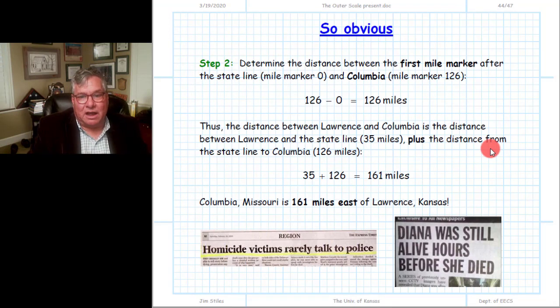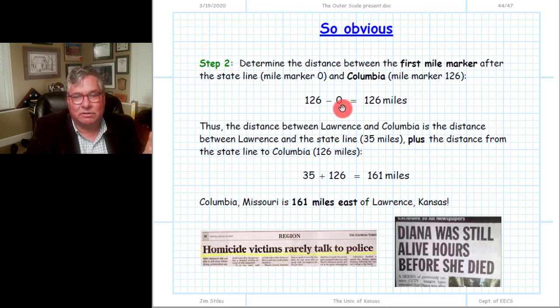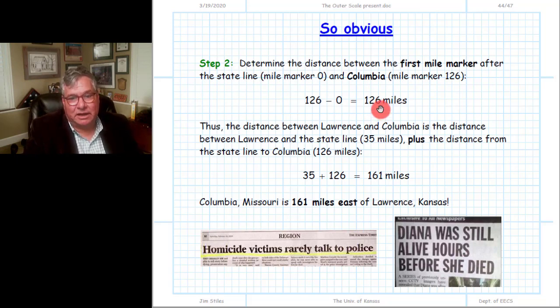The second, hopefully obvious step is to determine the distance between the state line and Columbia, Missouri. The mile marker at the state line on the Missouri side is mile marker 0. It's reset. And so we take the difference between 126, the mile marker of Columbia, and 0, the mile marker of the state line between Missouri and Kansas, and that gives us a value of 126 miles. Columbia is 126 miles east of the state line.